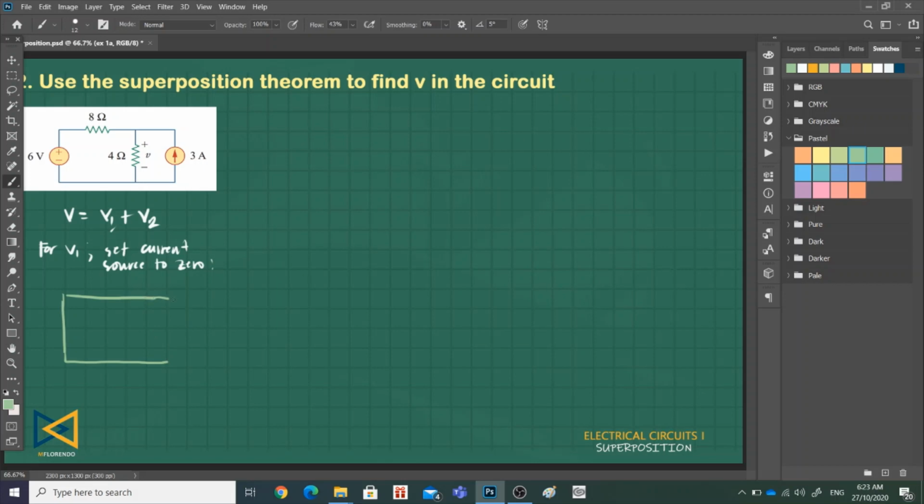and then so we have 4 ohms. Malabo yata. O, sige, pwede na to. We have 6, and then we have 8 here. And, okay, ito hindi na V ha, V sub 1 kasi ito yung V sub 1 natin dito.